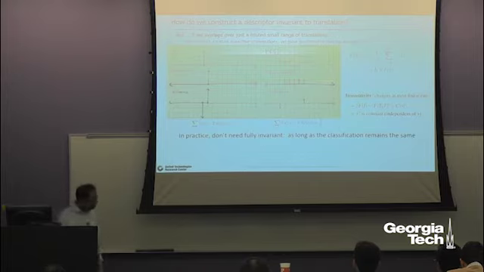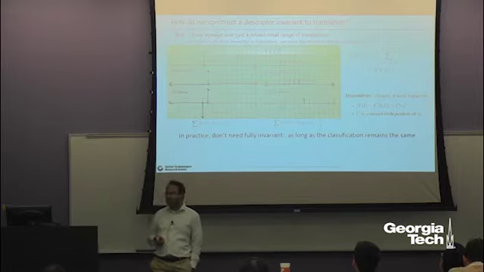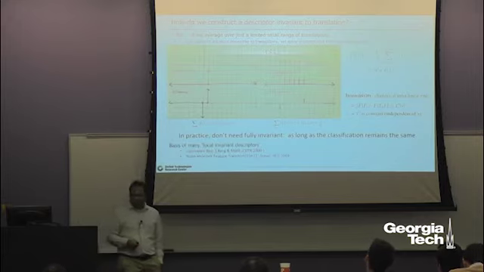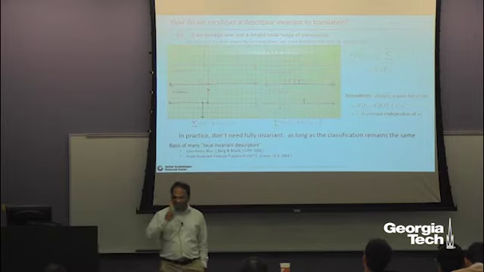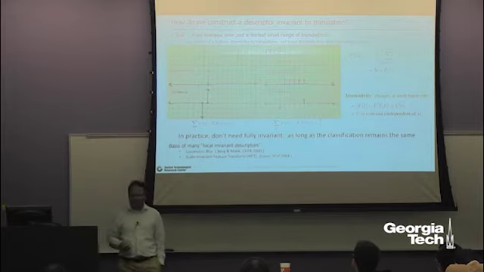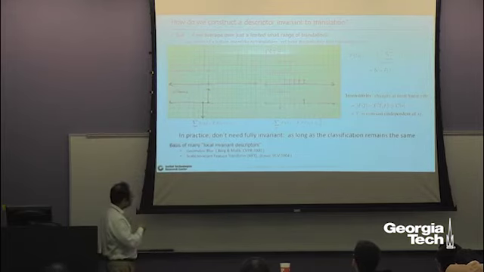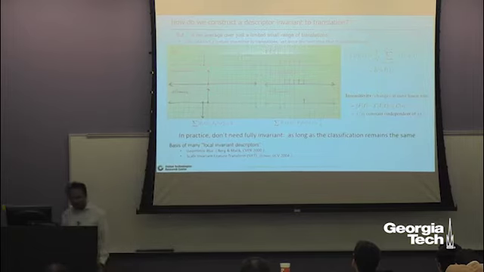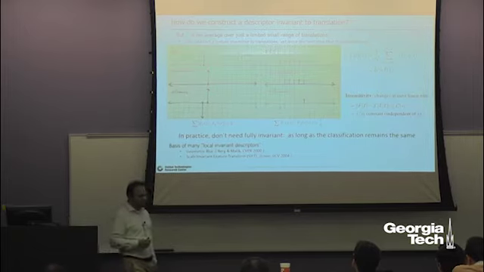So the point here is that we don't need a fully invariant descriptor so long as the classification doesn't change. This idea is not something that's really new here. It's just ideas that have been around in this whole generation of local invariant descriptors. In fact, there's a paper from 2000 called Geometric Blur, which has these kinds of ideas.